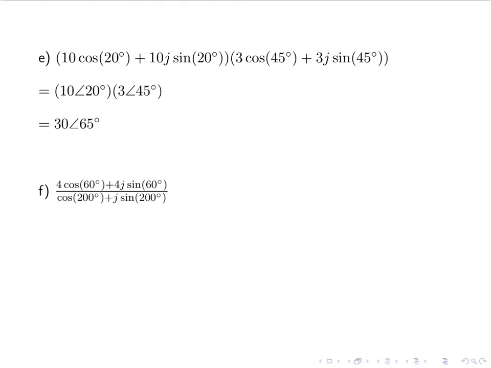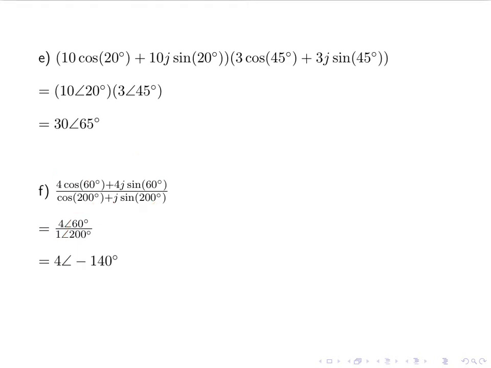Same is true if it's written as division. This looks really complicated, but remember, those are just polar form, so I'm going to translate it into that shortened version. So my r is 4 for the top, my angle is 60 degrees. My angle on the bottom is 200 degrees, and my r is that invisible 1, that coefficient of cosine and j sine. So I have 4 with an angle of 60 degrees divided by 1 with an angle of 200 degrees. So I'm going to divide my r's, and I'm going to subtract my angles.